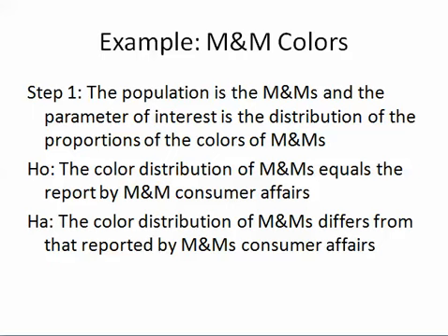Step 1. The population is the M&Ms and the parameter of interest is the distribution of the proportions of the colors of M&Ms. Null hypothesis: the color distribution of M&Ms equals that reported by M&M Consumer Affairs. Alternative hypothesis: the color distribution of M&Ms differs from that reported by M&M Consumer Affairs.